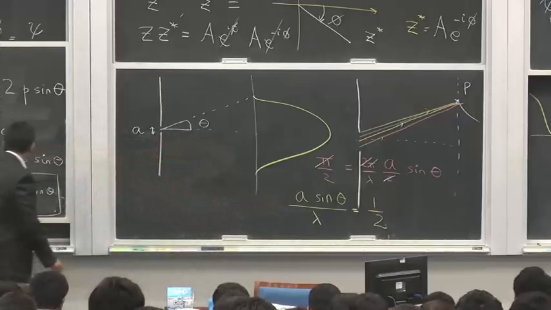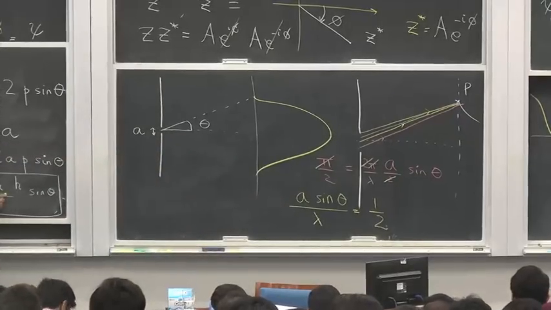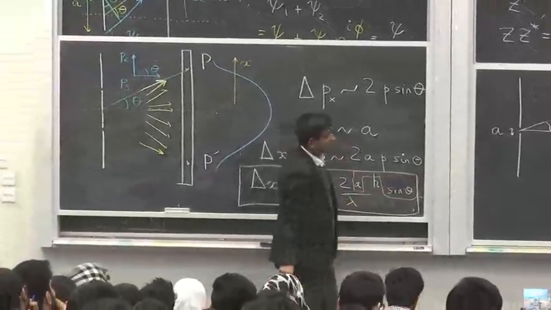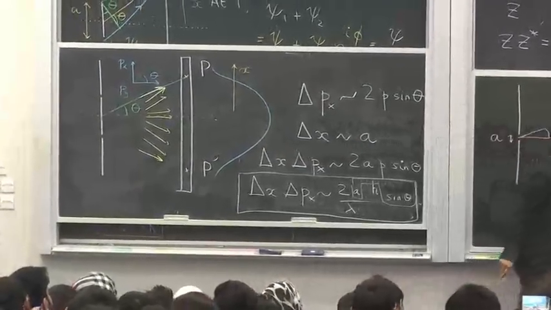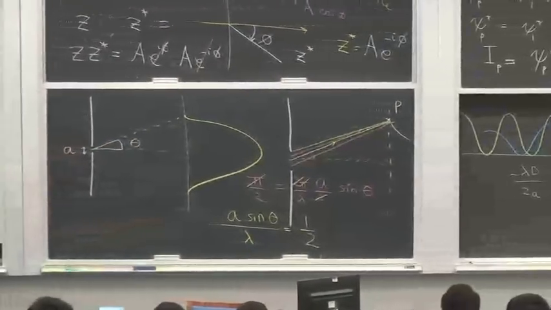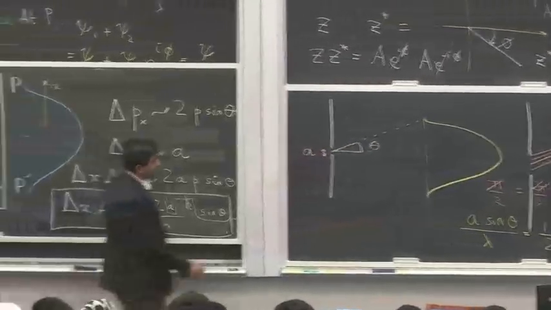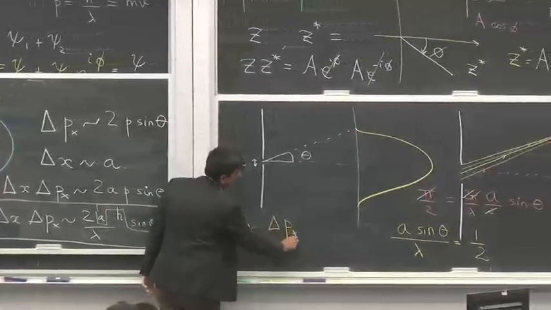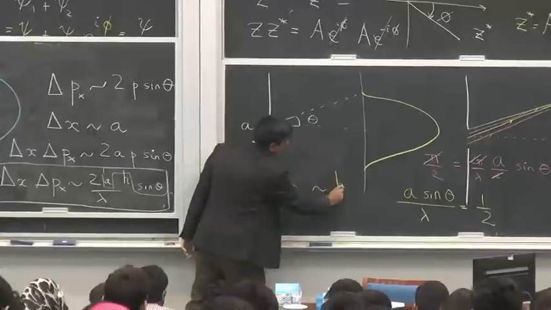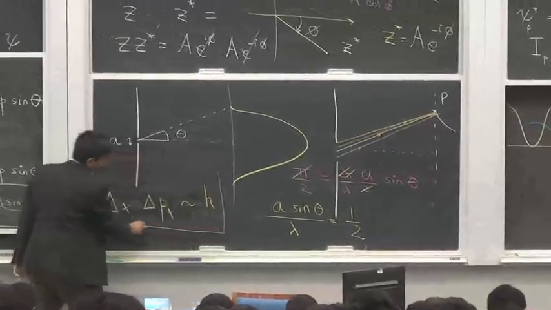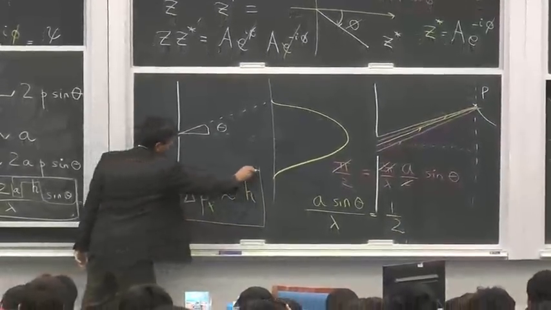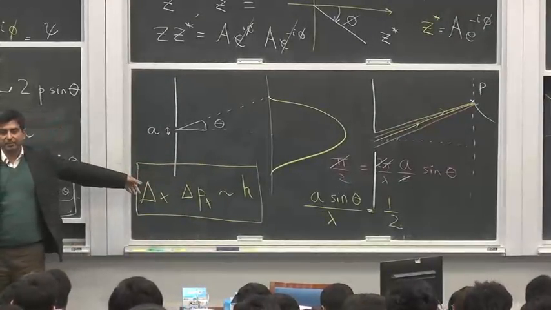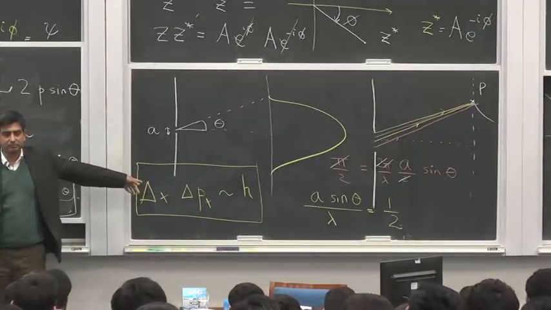So I have this relationship over here. I just use this relationship, a sine theta over lambda equals 1/2. I just put that 1/2 in here. I get delta x, delta px is of the order of h. This is Heisenberg's uncertainty principle.